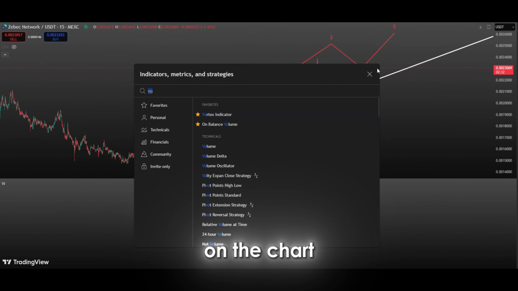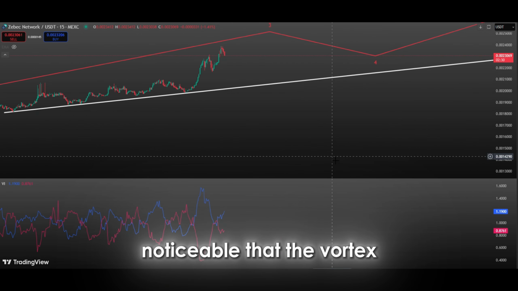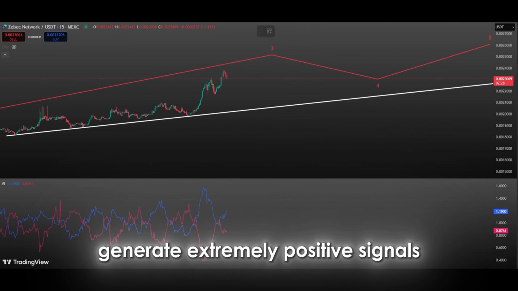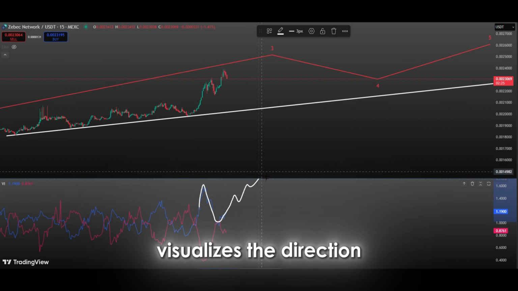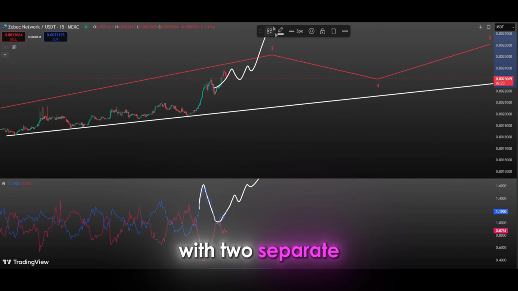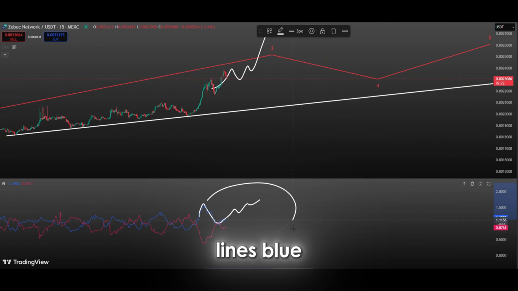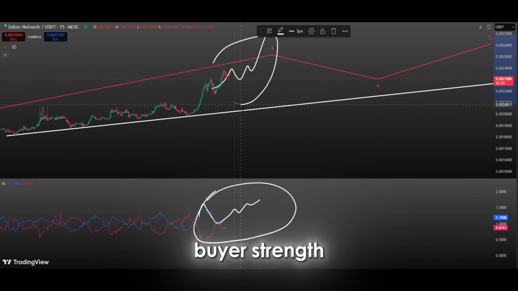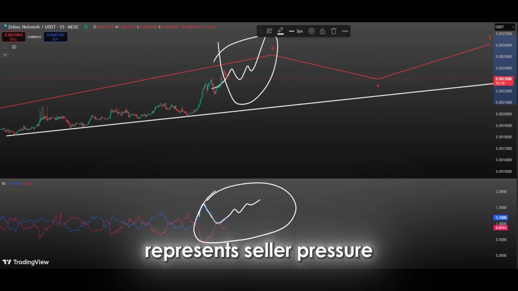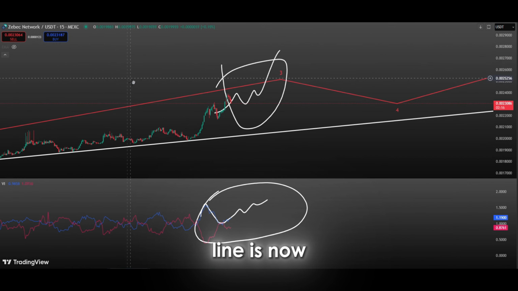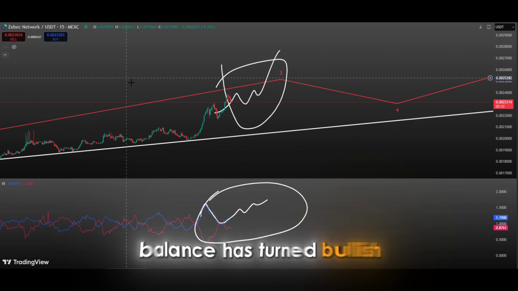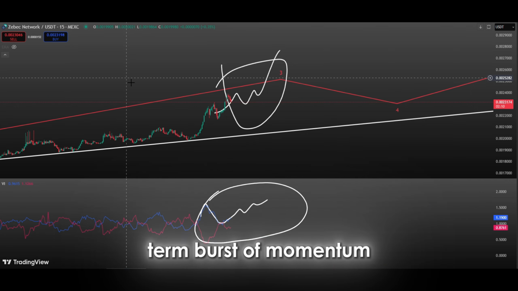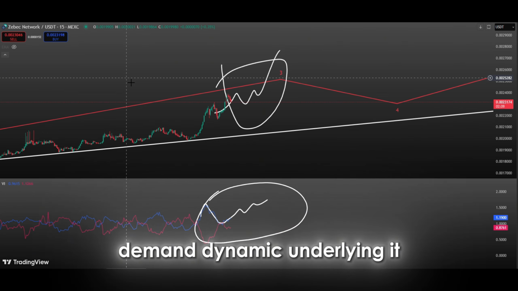Analyzing the indicators on the chart, it is especially noticeable that the Vortex indicator has started to generate extremely positive signals. Vortex is a reliable tool that visualizes the direction and momentum of the trend with two separate lines: blue, which usually represents buyer strength, and red, which represents seller pressure. The fact that the blue line is now decisively positioned above the red line is a very strong signal that the market balance has turned bullish. This is not just a short-term burst of momentum, but a strong demand dynamic underlying it.